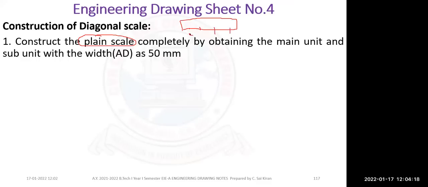What we do is, first one I'll mark as 0. Next 1, 2, 3, and 4. It means that I have divided this LOS, length of scale, into 5 equal parts.